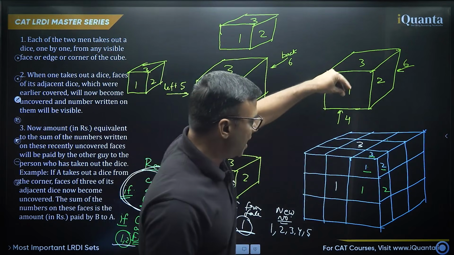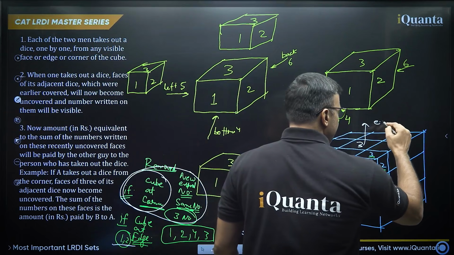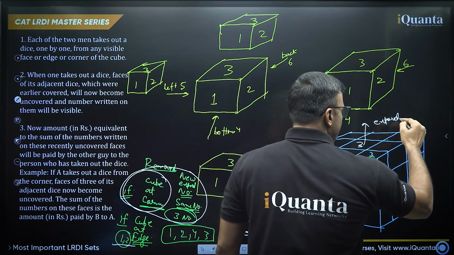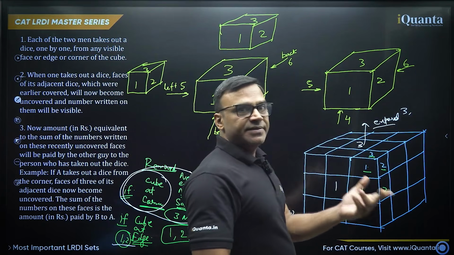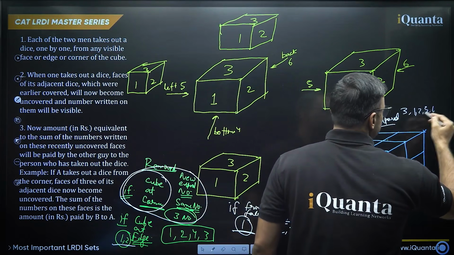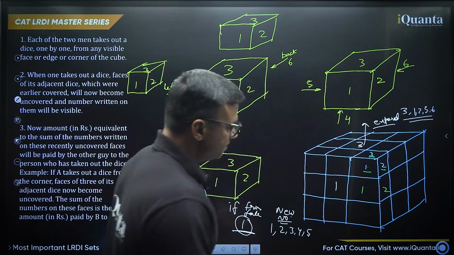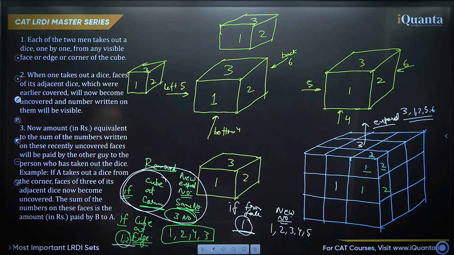So if I take out 3, the exposed numbers will be this 3 itself, and the pair of 3 to make 7 is 4. So 4 will not come, all the others will come: 1, 2, 5, 6. Right? And so on. Okay, so this is the basic explanation. Now let's look at the questions.